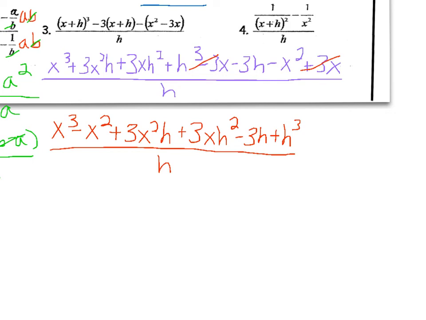And I think I made a mistake. I think the x squared is supposed to be an x cubed, so things work out a little bit more nicely. So let's change that to an x cubed, and we can cancel those. So now it looks like I can divide everybody by an h. So my final answer will be 3x squared plus 3xh minus 3 plus h squared.